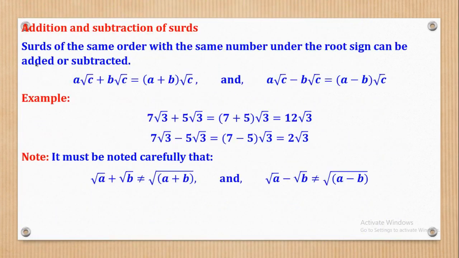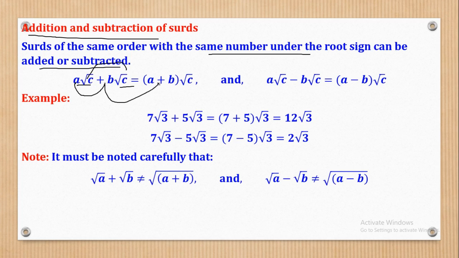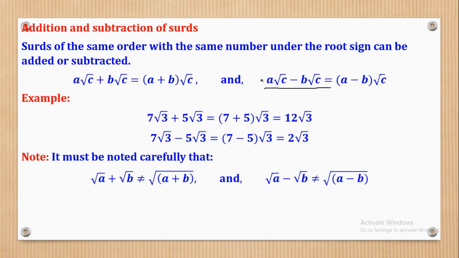Then next we shall go to addition and subtraction of surds. Surds of the same order with the same number under the root sign can be added or subtracted. For example, this and this, we realize that this is root c and also this is root c, meaning that you can add them by adding the coefficients, and root c is maintained. In other words, factorize out root c. Similarly, this minus this can be subtracted because you have factorized out root c.